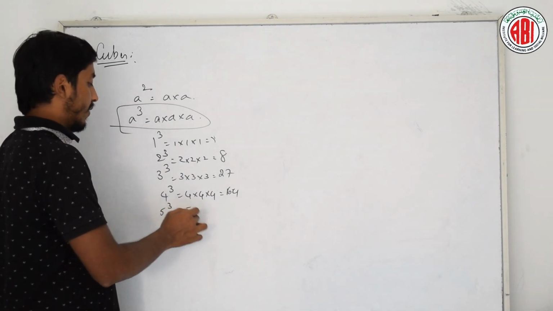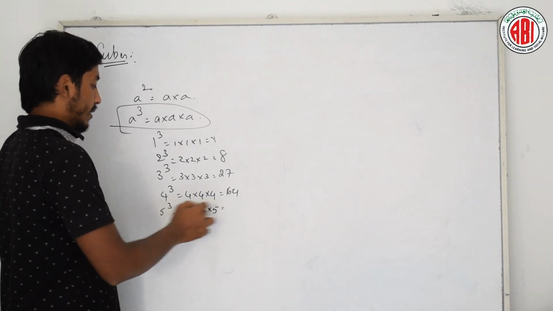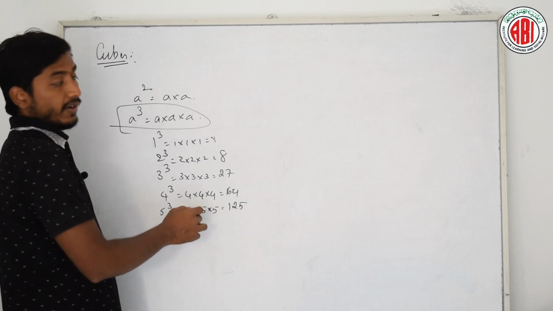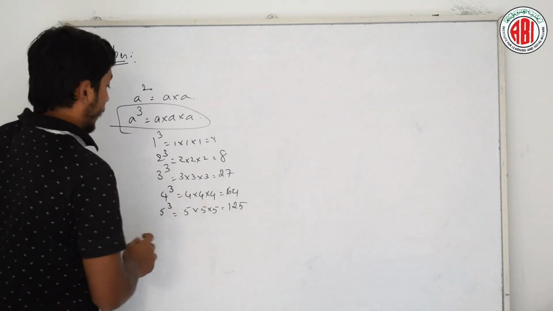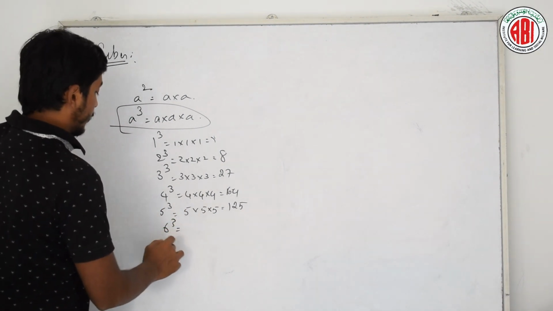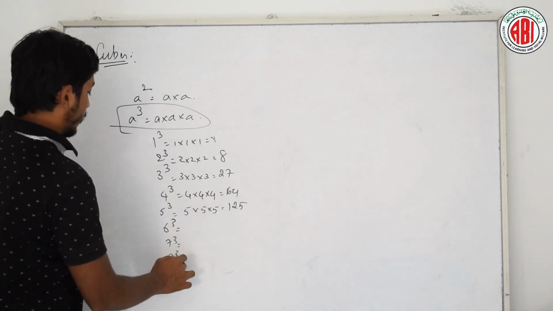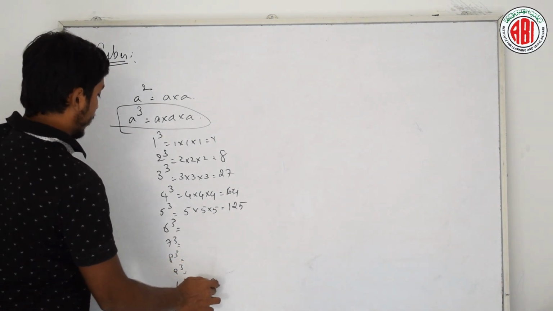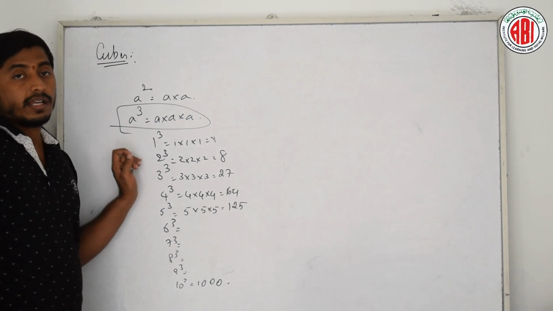Similarly, 5 cube is 5 into 5 into 5, that is, how much is it? 125. 5 5s are 25, 25 5s are 125. Right? Similarly, 6 cube, 7 cube, 8 cube, 9 cube, 10 cube. 10 cube is again 1000. Right? Can you write all this?